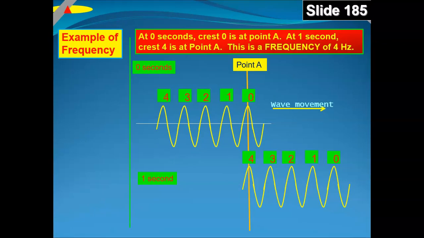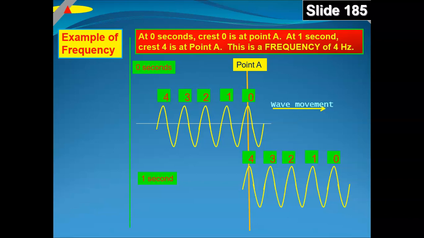At 0 seconds, crest 0 is at point A. So you're standing at point A looking down on crest 0. Then 1 second later, crest 4 has moved over to point A. It's directly below you. This is a frequency of 4 hertz. It's 4 cycles: 0 to 1, 1 to 2, 2 to 3, 3 to 4. That's 4 cycles in 1 second. That's 4 cycles per second.